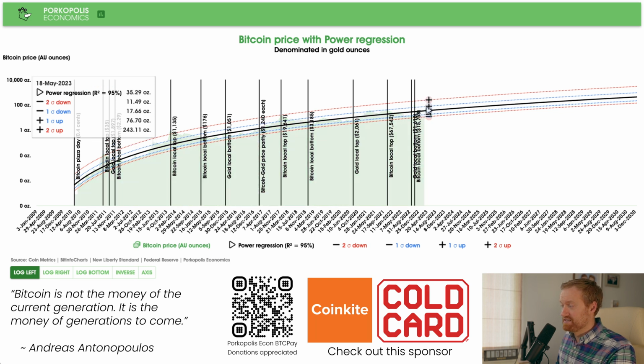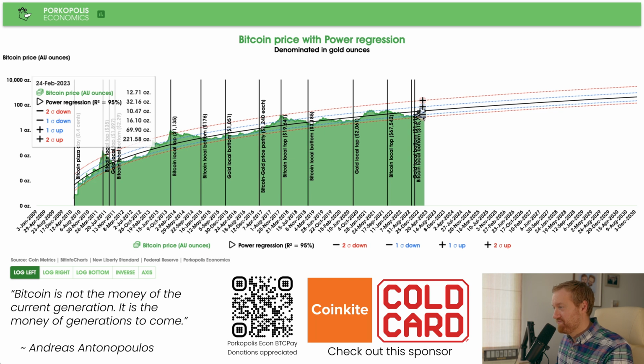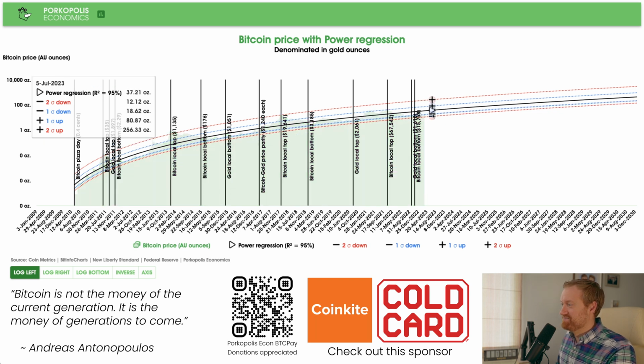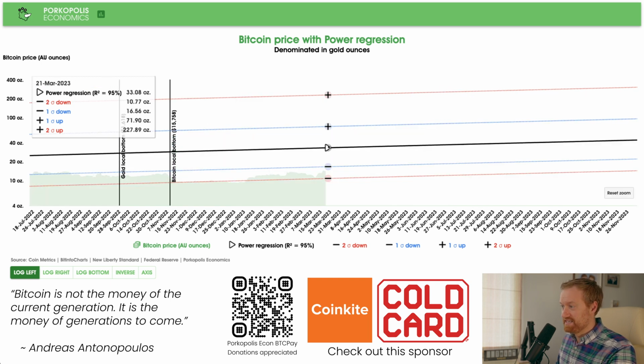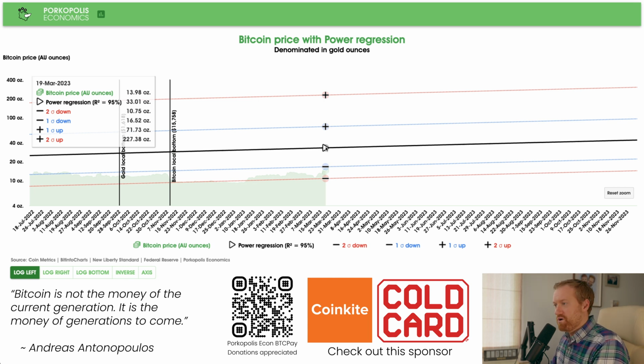And we can see that, yes, because Bitcoin is, quote, volatile, 2 sigma down and 2 sigma up moves will be extreme. Let's just look at today. All right, so here we are. Again, 14 ounces of gold per 1 Bitcoin today or yesterday. 2 sigma down, 10.75 ounces of gold. So we're just above that.